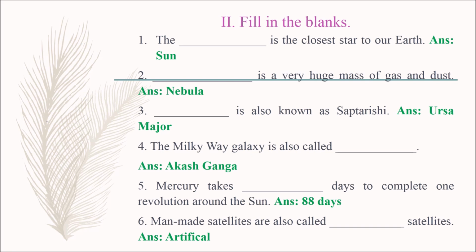Saptarishi. Answer is Ursa Major. Question number 4. The Milky Way galaxy is also called dash. Answer is Akash Ganga. Question number 5. Mercury takes dash days to complete one revolution around the sun. Answer is 88 days. Sixth question. Man-made satellites are also called dash satellites. So the answer is artificial.